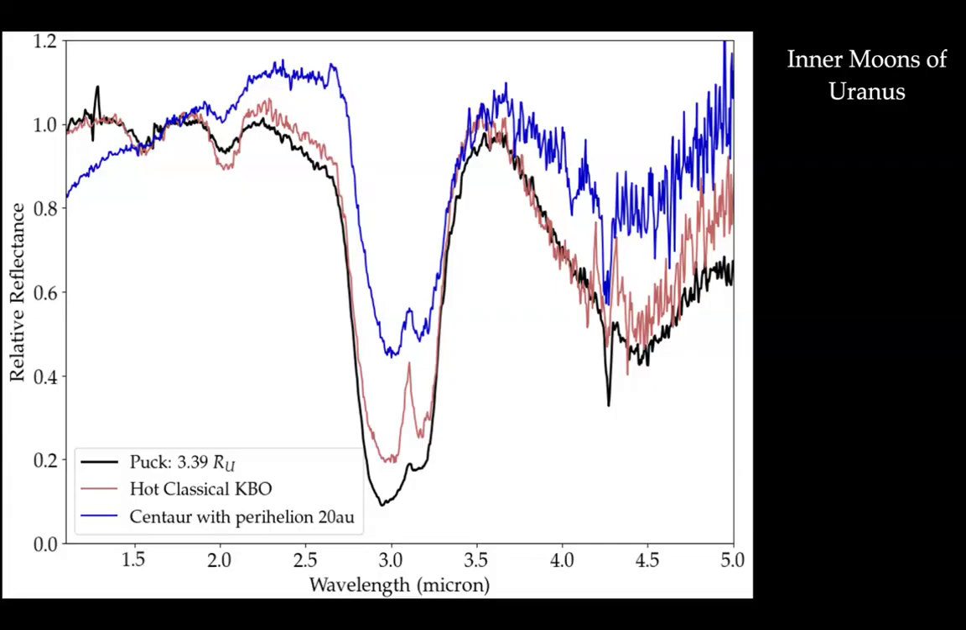Another thing we can plot is a centaur, which is a dynamically excited Kuiper belt object, something that has been kicked well within the orbit of Neptune. And this one is kicked in with a perihelion at 20 AU. So thermally, it seems like perhaps a decent analog to the Uranian inner satellites. It's at a similar-ish temperature. So we can remove that effect from the spectrum, but it looks quite different.